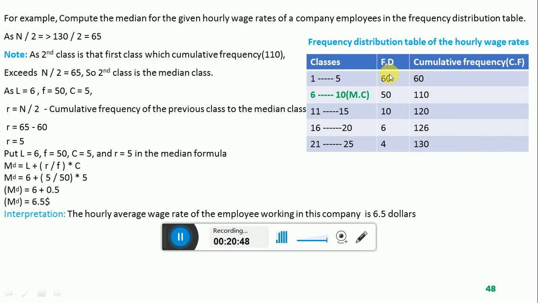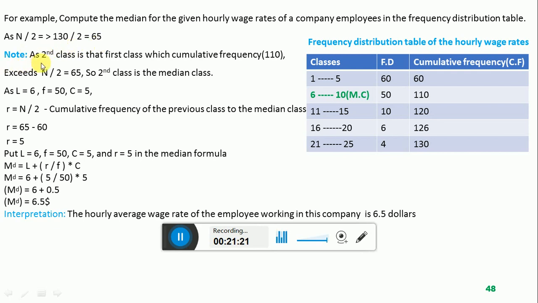When we add together all the frequencies of all the 5 classes, 60 plus 50 is 110, plus 10 is 120, plus 6 is 126, plus 4 is 130. So 130 is the sample or population size. And now n divided by 2 implies 130 divided by 2 is equal to 65. 130 represents the total number of workers in the company, divided by 2 is equal to 65.